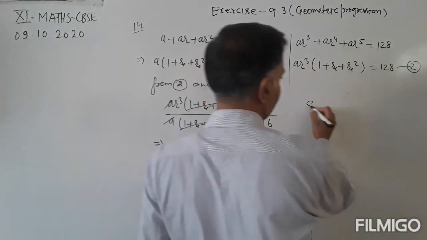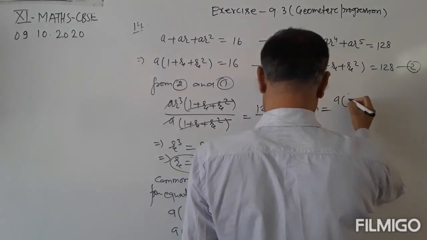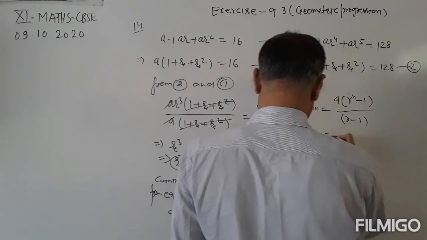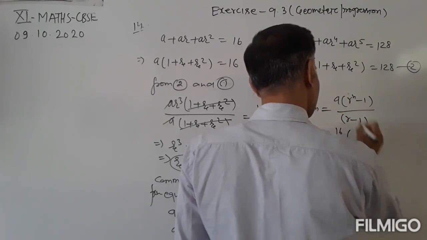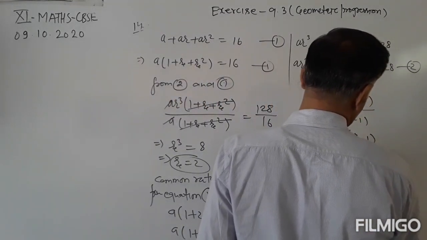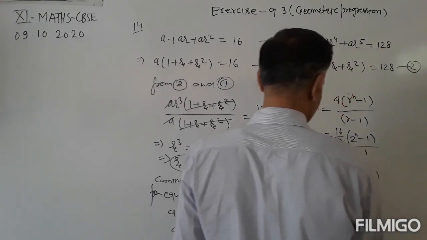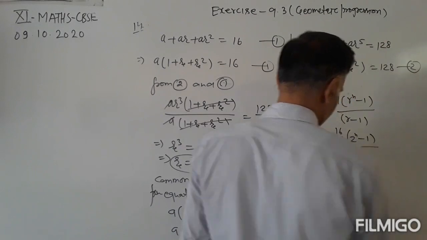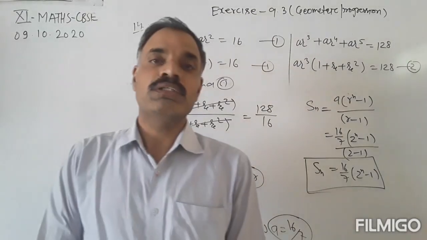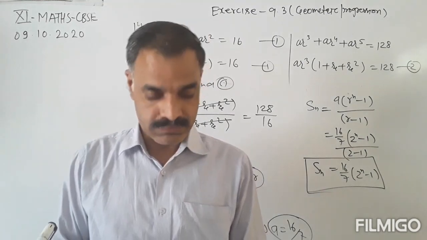Now the sum of n terms, Sn, equals a into r to the power n minus 1 upon r minus 1. So a is 16 upon 7, r to the power n, that is 2 to the power n minus 1, upon 2 minus 1. That is 16 upon 7 multiplied by 2 to the power n minus 1. This means the sum of n terms of the geometric progression. Okay, this is question number 14 of the exercise 9.3.